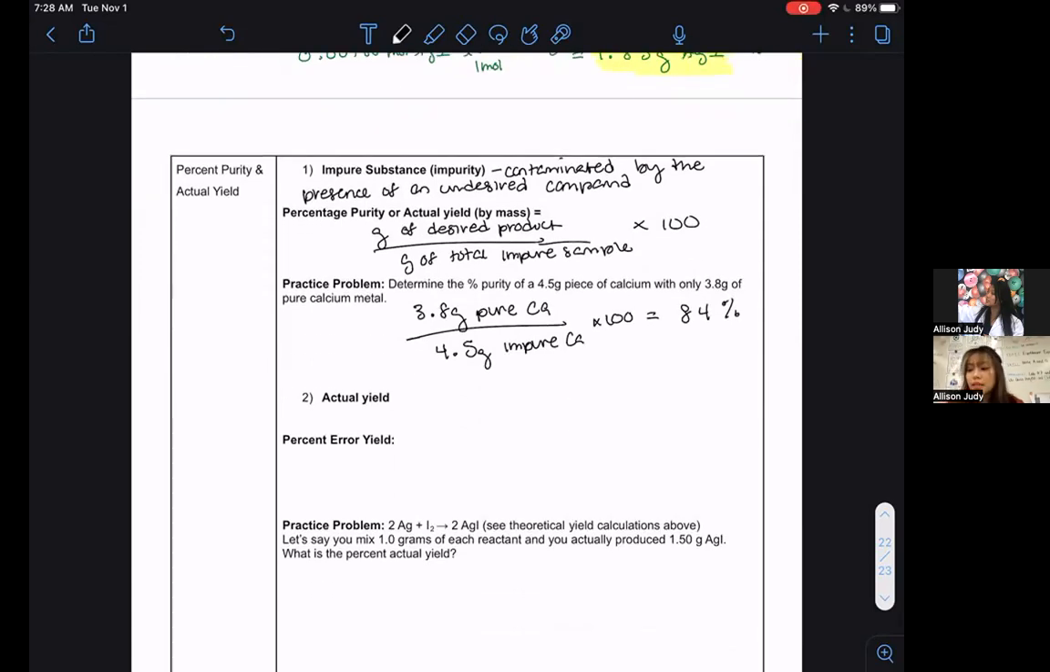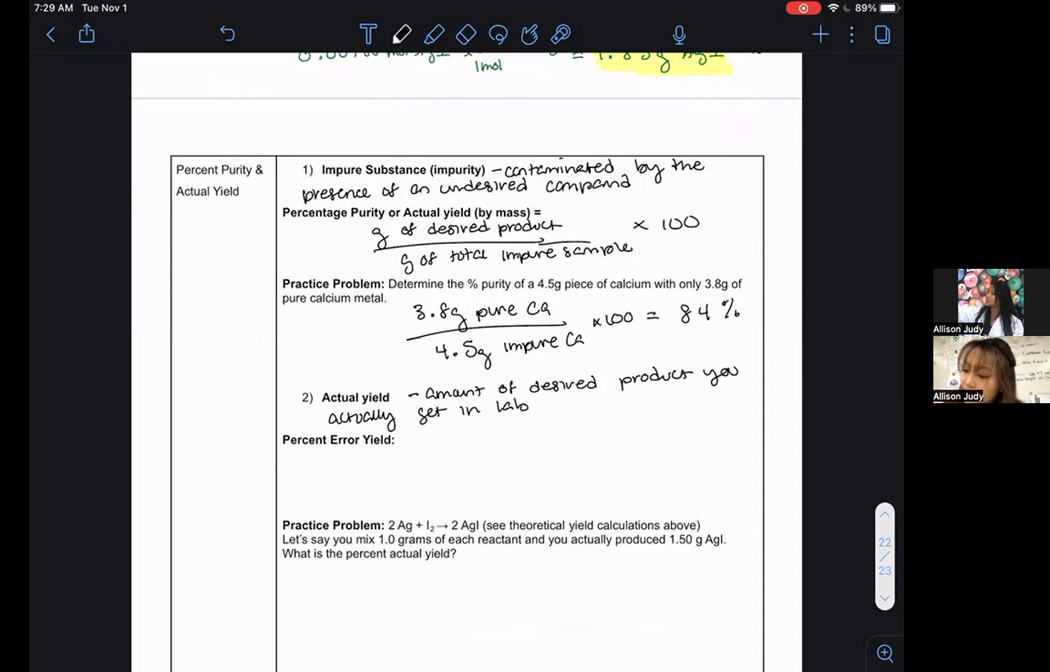So now there's another thing I want to add: actual yield can be used, right? The amount of desired product that you actually get in lab. The actual yield can also help us calculate another thing known as percent error. Now, this involves comparing not an impure substance, but comparing what our theoretical amount was to the amount that we actually got. How much did we mess up? How much did we lose? How much did we not meet?